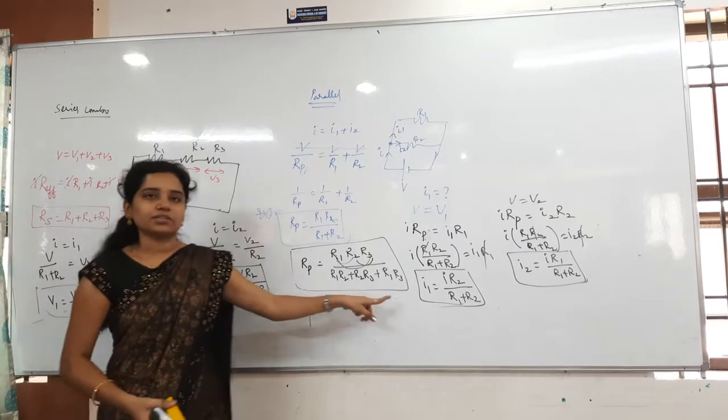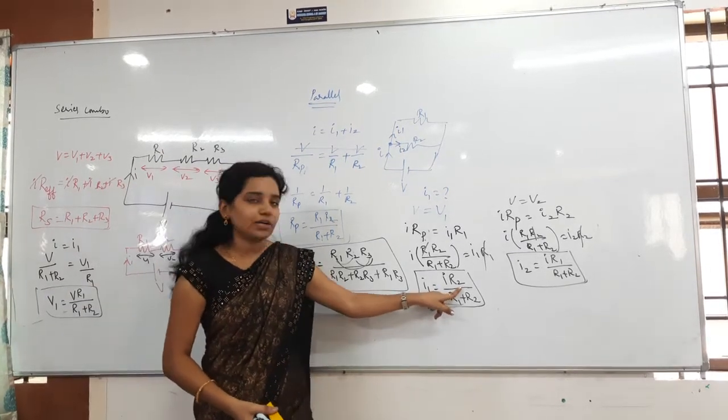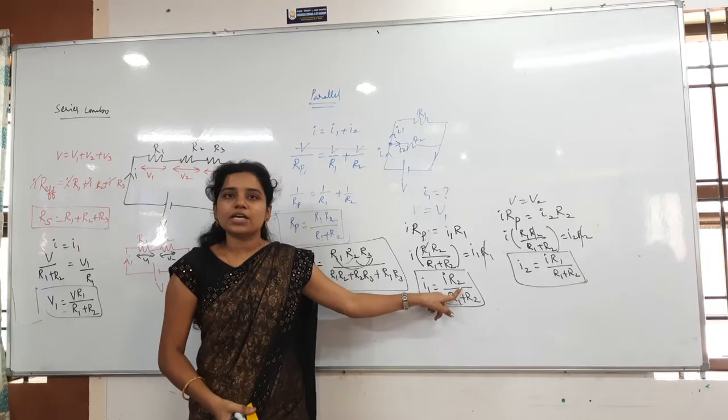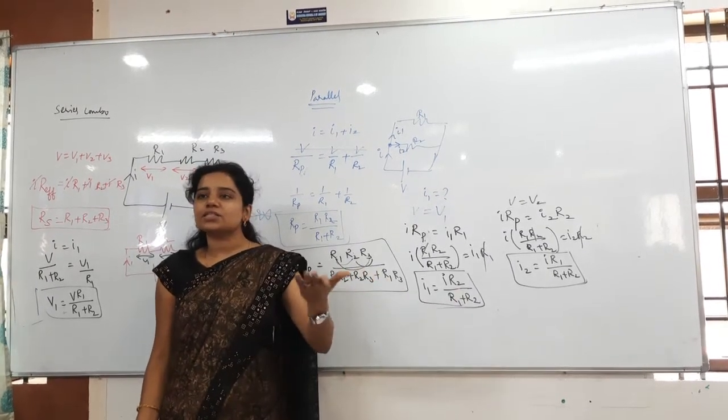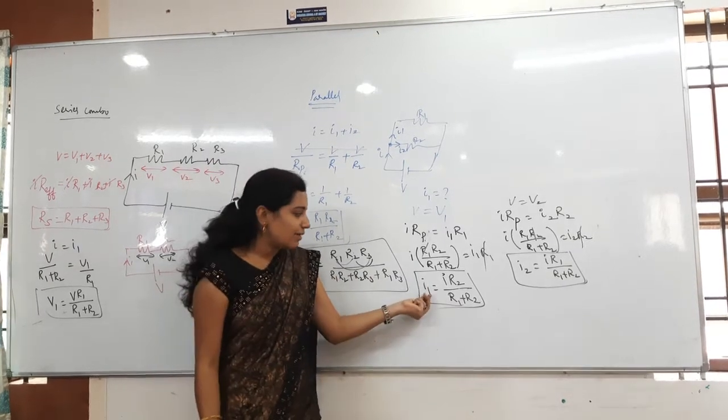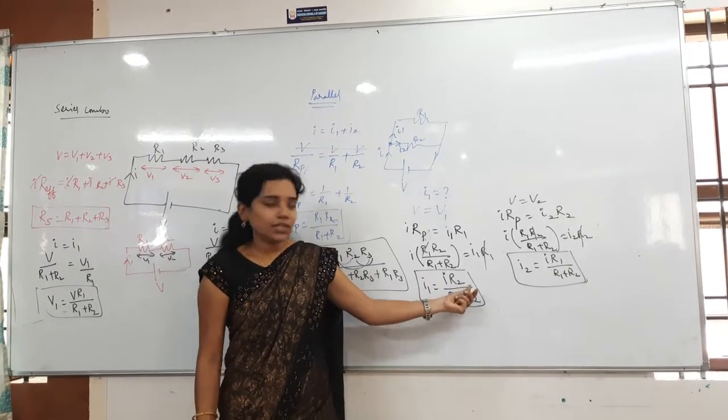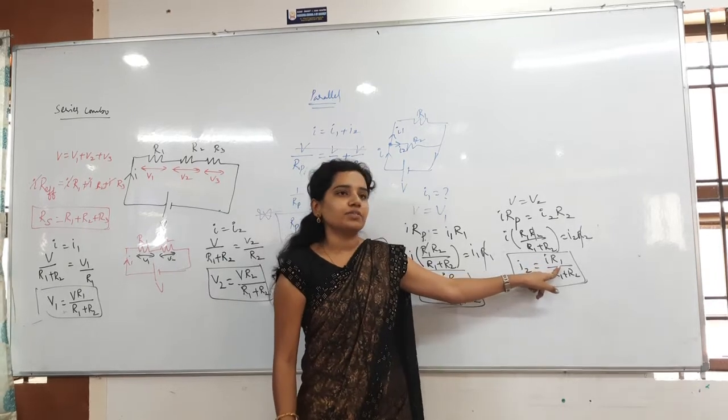Whenever you come to the currents, I1 is there means R2 is coming, opposite. Why? Because I is inversely proportional to R, obviously. The current is increasing, nothing but resistance will decreases. So that here I1 is coming, nothing but here R2 will come. Here I2 is coming, nothing but here R1 will come.